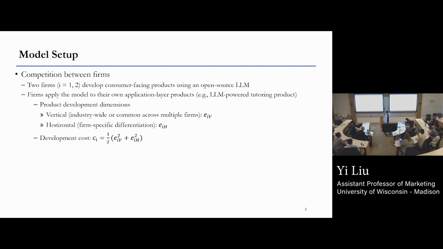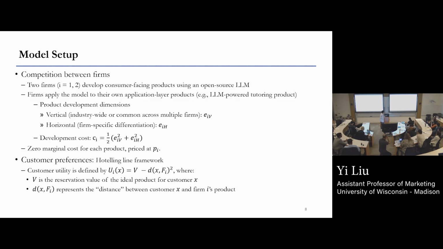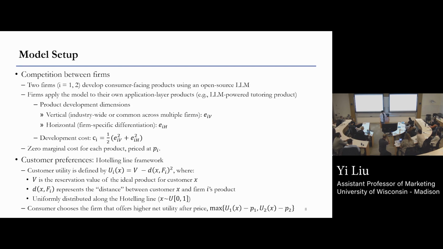And effort, of course, is costly. So we assume a quadratic cost for the development. We assume zero marginal cost, and the price is P_i. Then we talk about the customer preferences. We have a Hotelling line framework where each customer's utility is defined by a reservation value minus the distance between this customer and the product. V is the reservation value, and D represents the distance between customer x and firm i's product, and the customers are uniformly distributed over a Hotelling line. The consumers, of course, will choose the firm that offers higher net utility after price.